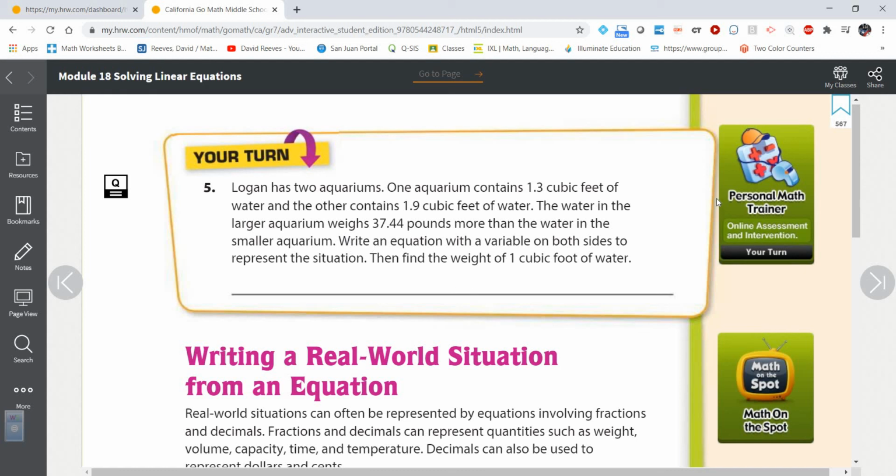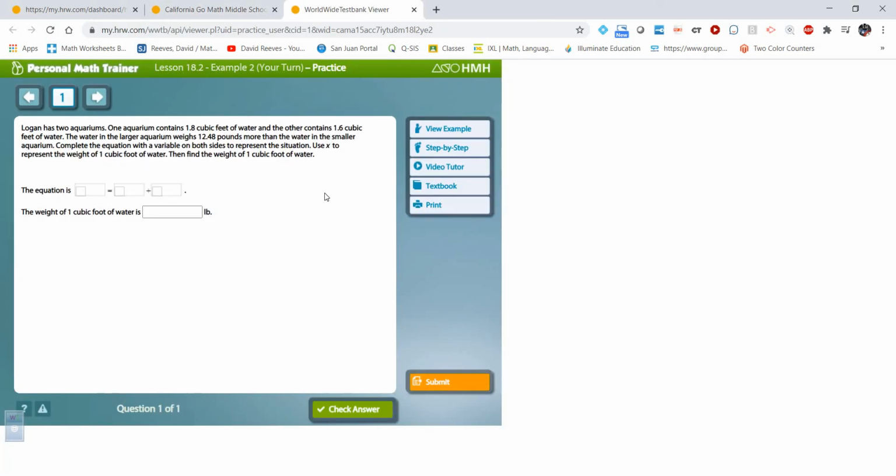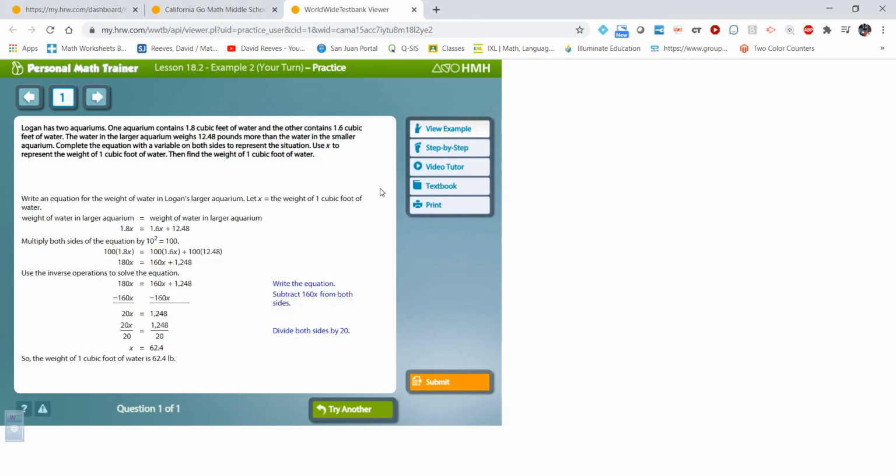Let me show you something, guys, that you might not be aware of. I'm going to click on the personal math trainer right here. All right, and it is a very similar problem. Let's say you were stuck right here and you didn't know what to do. We can go ahead and click View Example. I'm going to be honest, I was feeling a little lazy, so I decided to let them do it here.